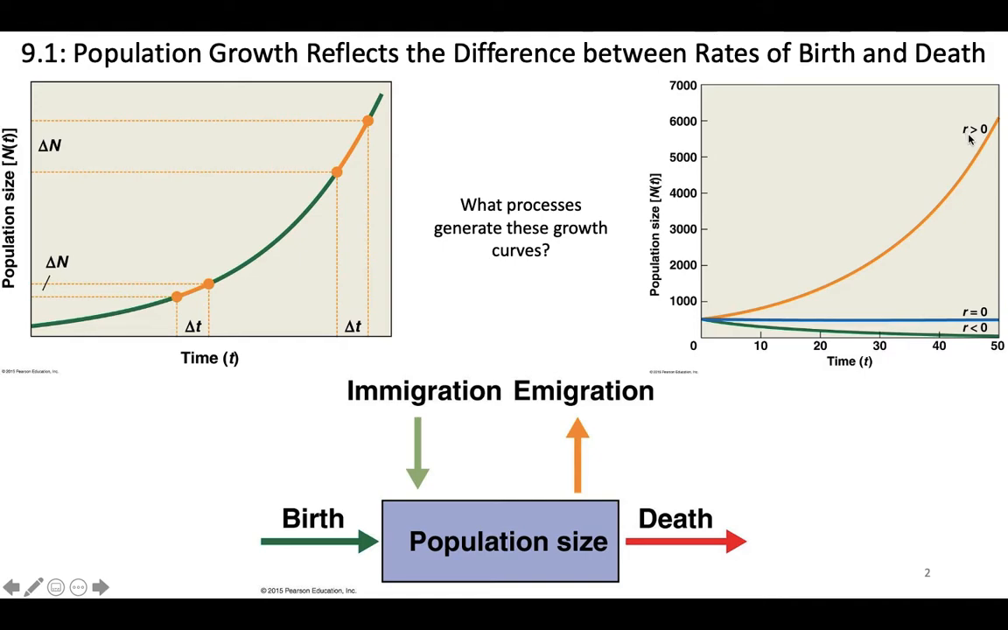When r is greater than 0, that means that birth is occurring at a higher frequency than death within a population. The population size is going to increase exponentially. When r is less than 0, which means that there are more deaths happening than births, then there's an exponential decline in the population. And when r equals 0, which means that there's an equal number of births happening as there are deaths happening, then there's a flat line. You have no growth or decrease in the population.